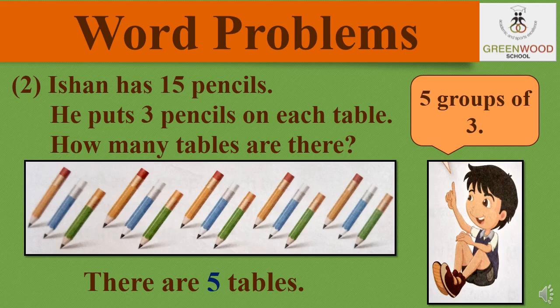For that we will say the table of 3 till the answer 15 comes. So say it with me. 3 ones are 3, 3 twos are 6, 3 threes are 9, 3 fours are 12 and 3 fives are 15. So when did we get 15? When 3 was multiplied with 5, we get 15. So how many tables are there? There are 5 tables.